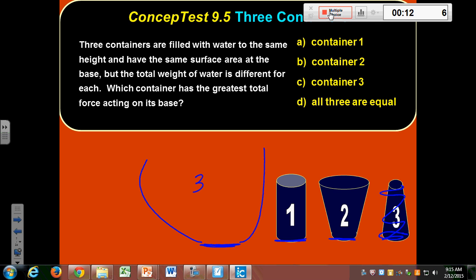They all have the same height. I've drawn three a little bit incorrectly. They're all filled to the top, and they all have the same surface area on their base. Which of these has the greatest total force acting on its base? Obviously, they have different amounts of fluid in them. One has the least, two has the next, and three has the most. Which has the greater force acting on its base?